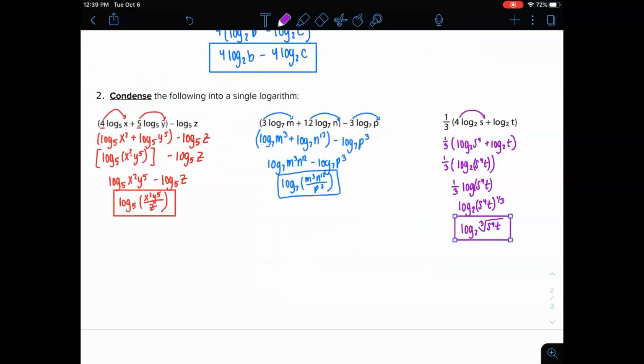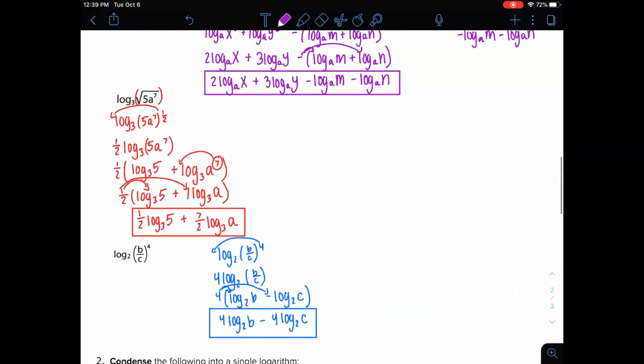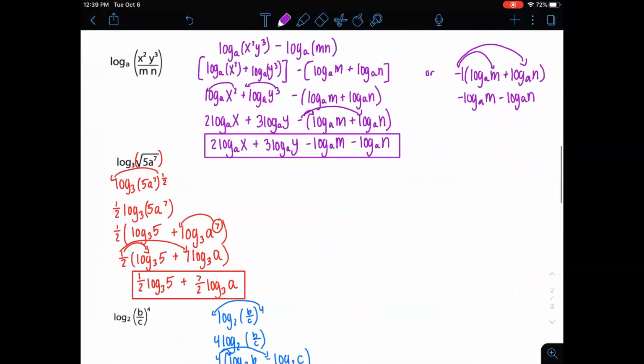And that is essentially the hardest problems you will see about logarithms in this course, or something similar to that.